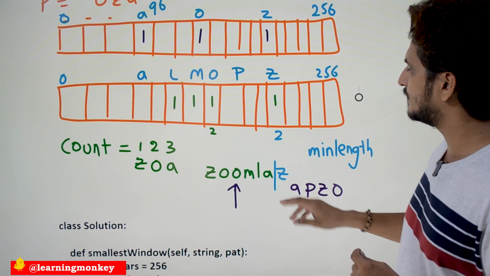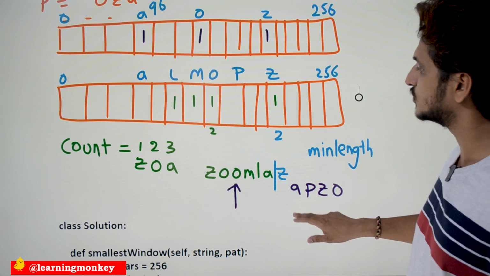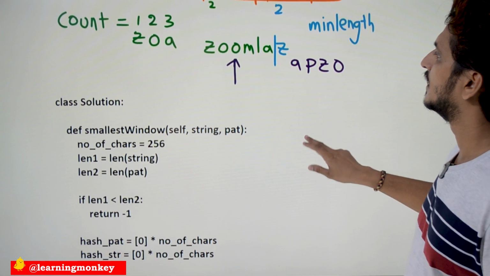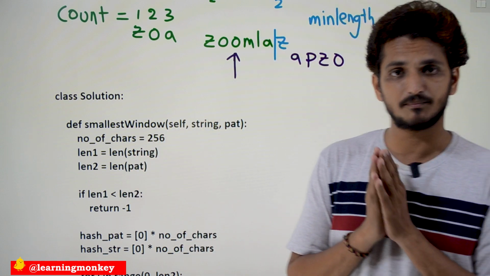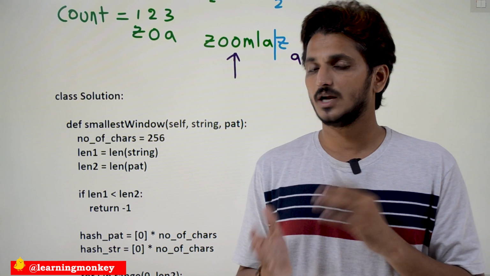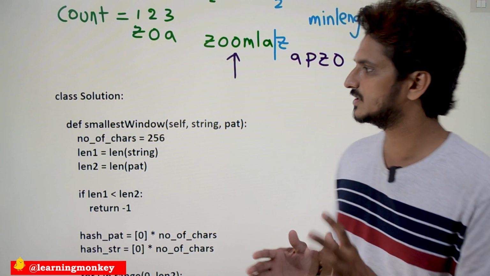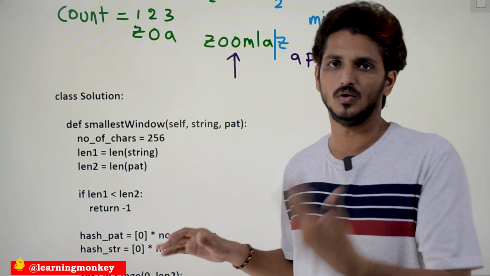So coming to the coding part, our suggestion is try to solve it on your own. After listening to the logic, you try to solve it on your own. That is the best practice. Anyhow, the code is available on our website. You can copy it and use it. But the best practice is after listening to the logic, you write the logic on your own.